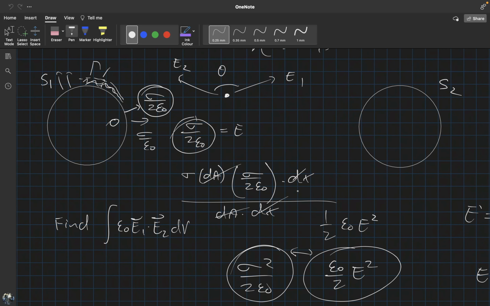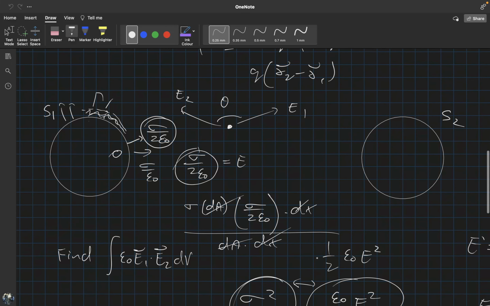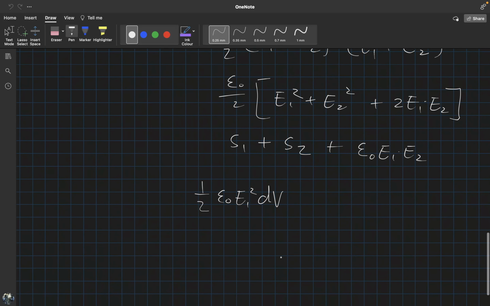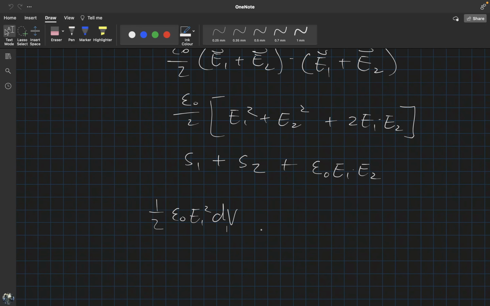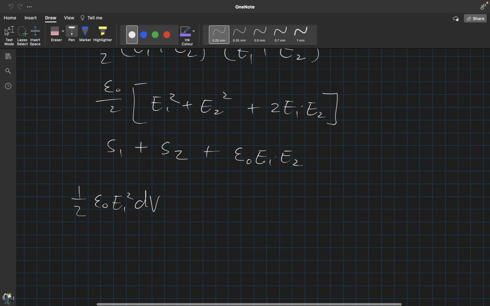The two shells being remotely kept will come into play now. Yes, sir. I have to find the equation for half epsilon naught E1 dot E2 dV, right? Yes, sir. So this dV, that is the interaction energy. Once you get the interaction energy, what can the interaction energy be?